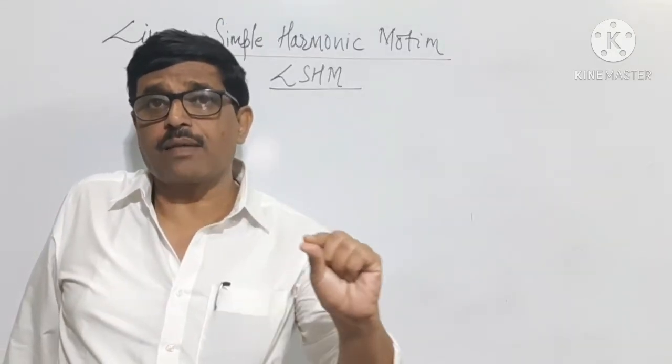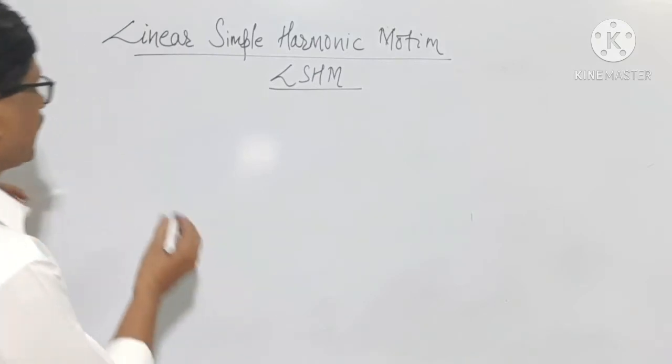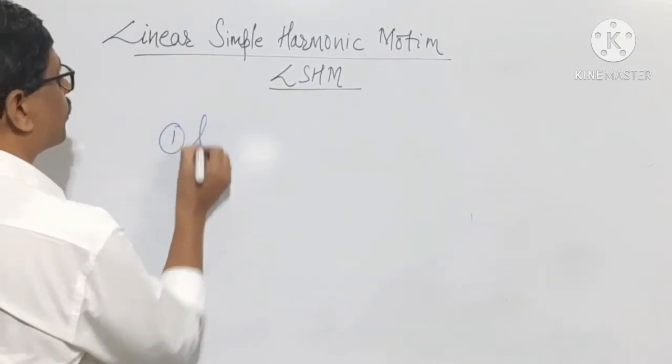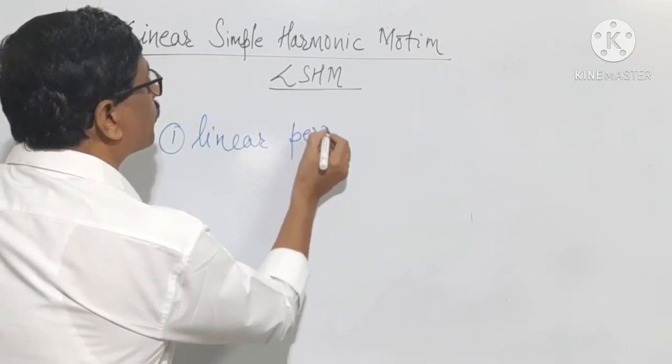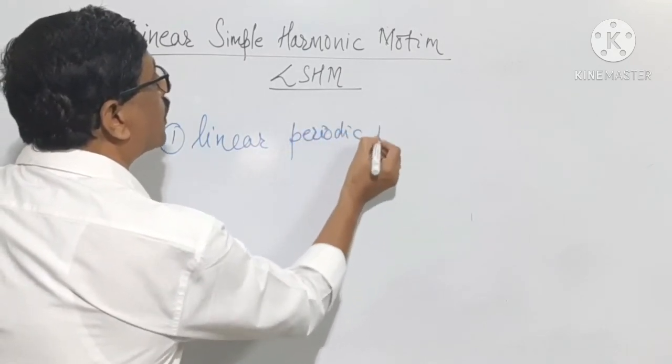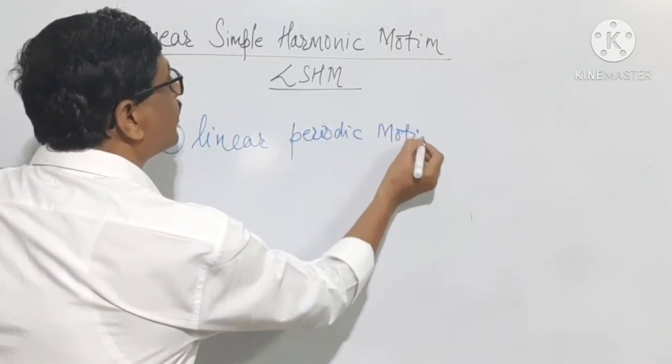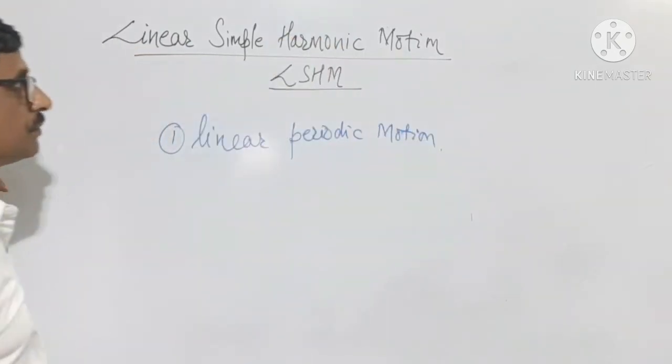Linear simple harmonic motion is a linear periodic motion. What is linear periodic motion? Now we will see one by one. Motion is what?